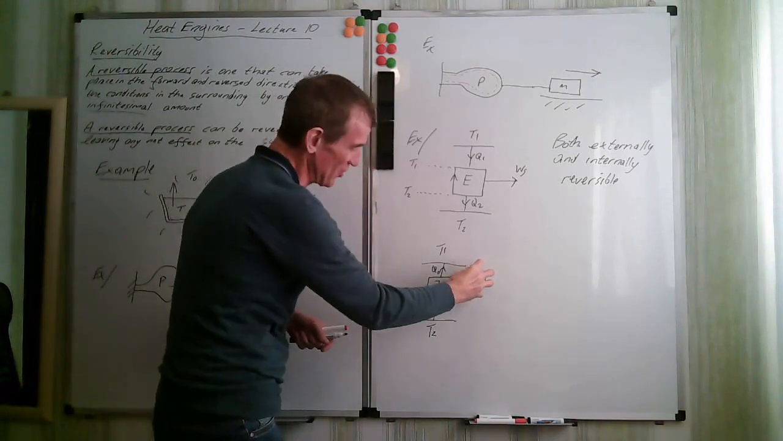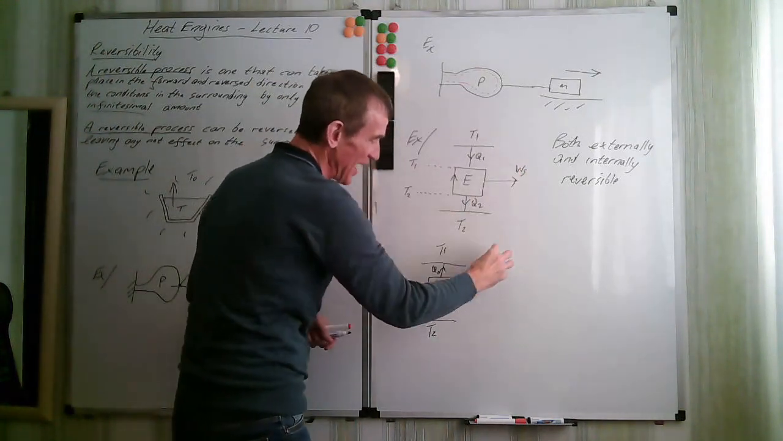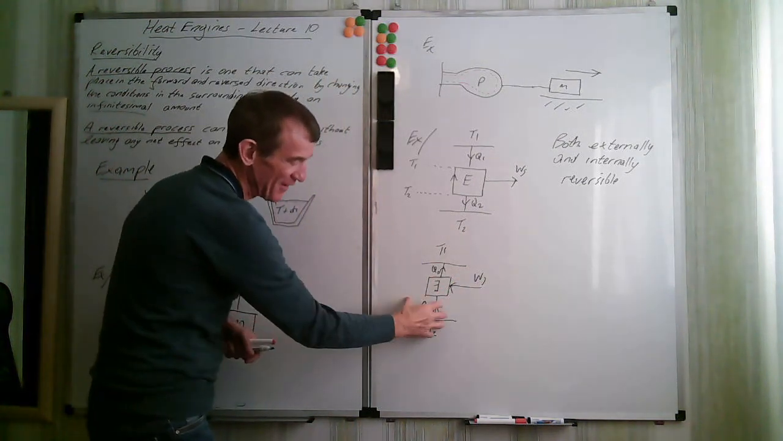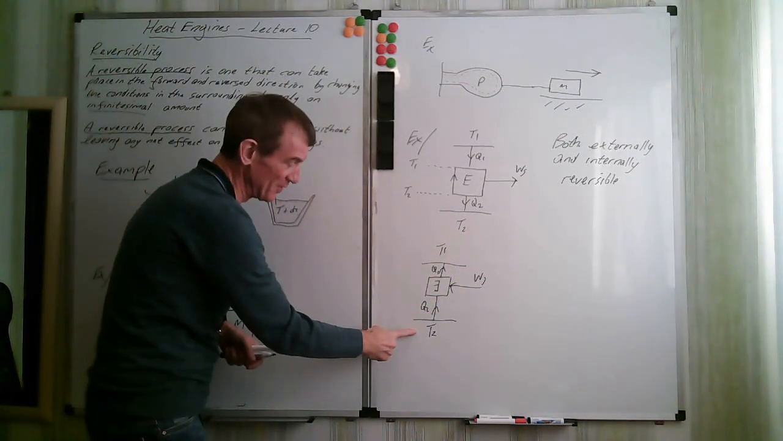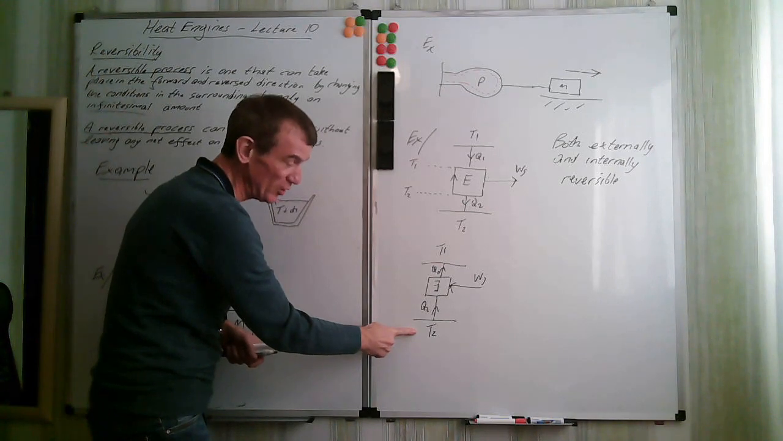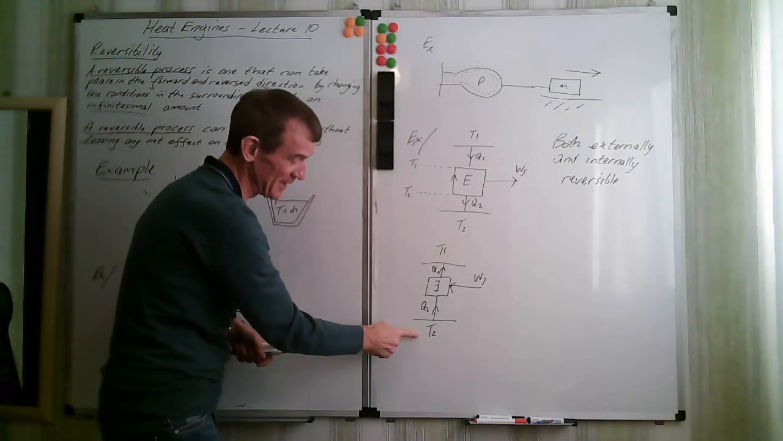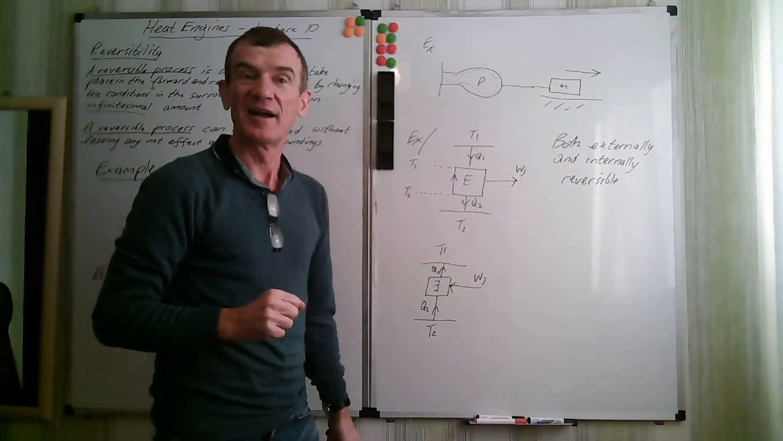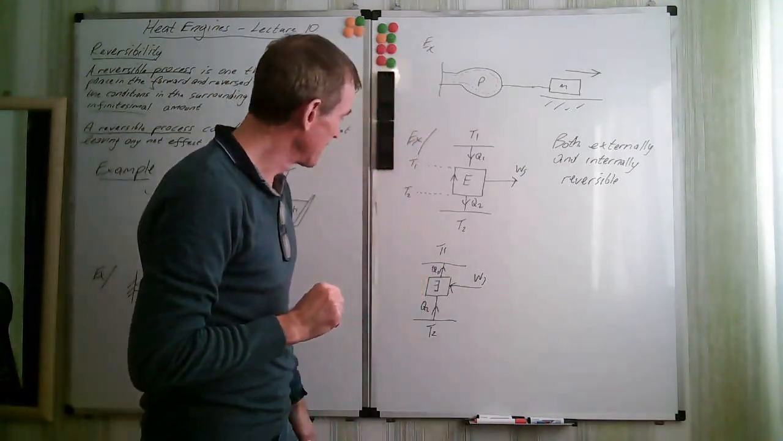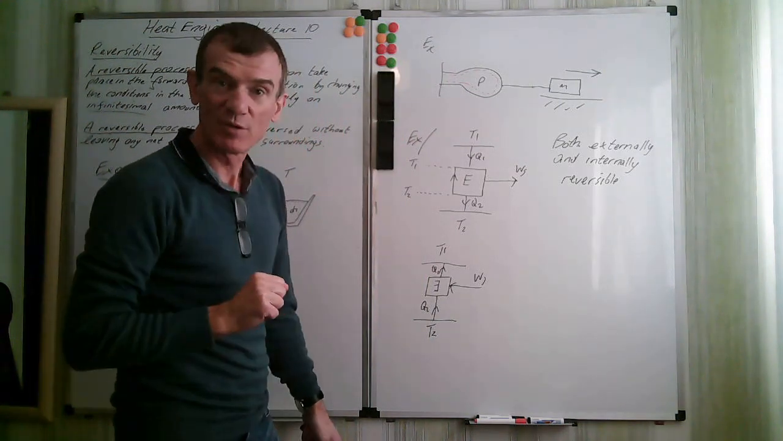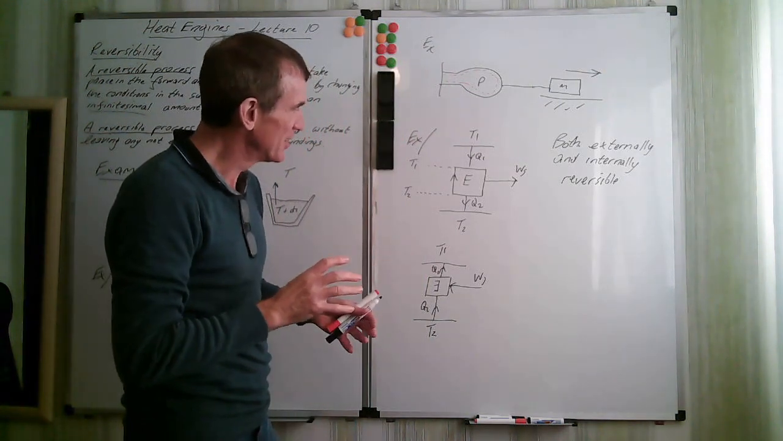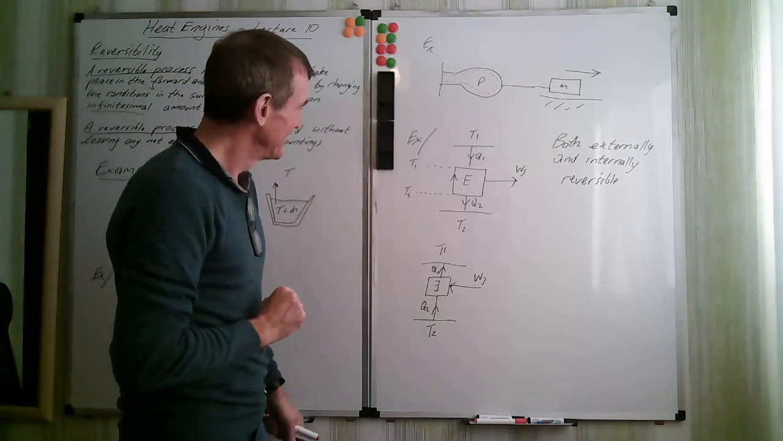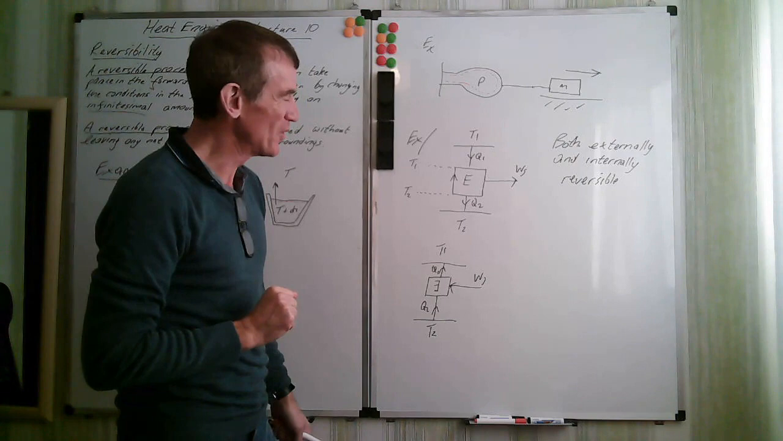And when we reverse this, of course, everything reverses. I've got half coming in from the work. So in this case, half coming in from the cold temperature, and one then goes back out to the hot reservoir there. So we're talking about kilojoules rather than kilowatts here.